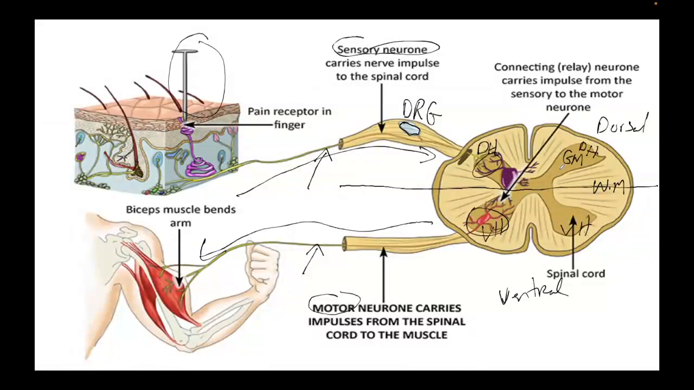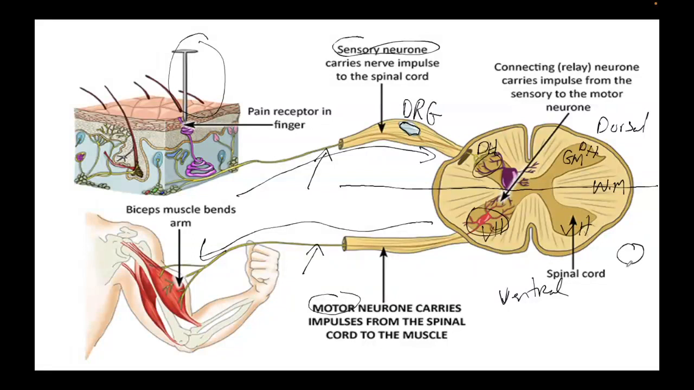And again, gray matter is inside here. White matter is surrounding it. In the gray matter, there's going to be a bunch of nuclei in here. And in the white matter, there's going to be a bunch of tracts. A bunch of tracts. So what are a bunch of tracts?